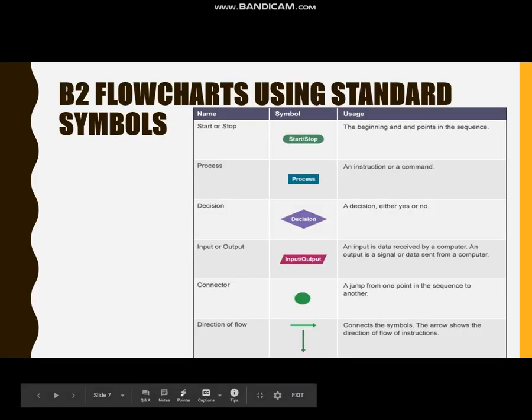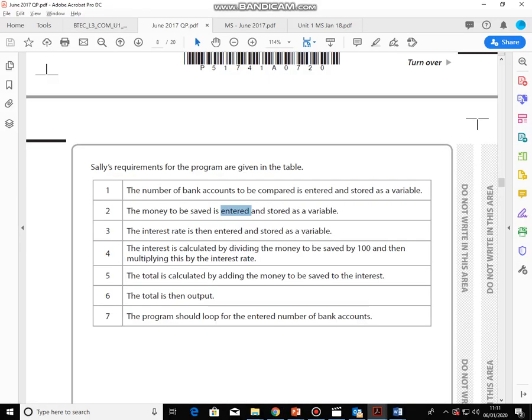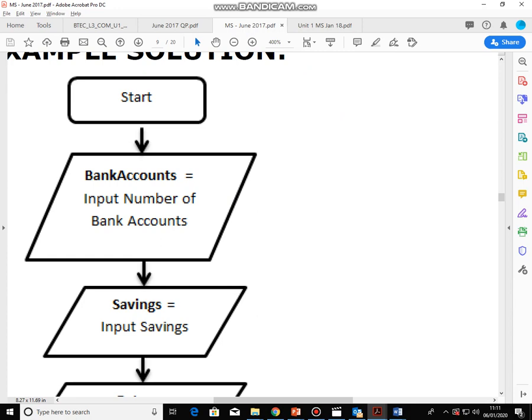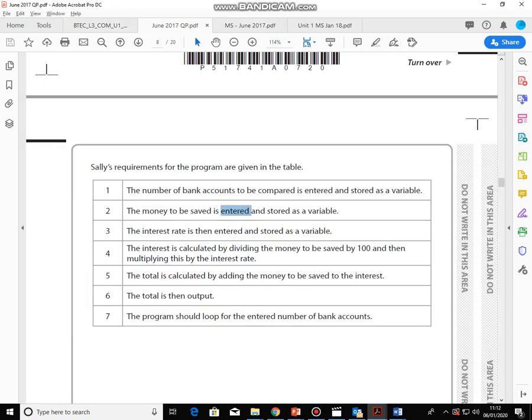Because data is inputted, we'll be using this shape. So let's go back and see if that's true. Again, we got the same shape here, and we're inputting the number of savings. Here it says enter the money to be saved.